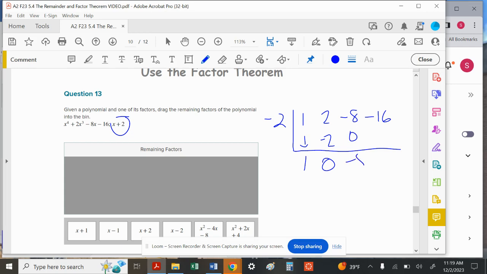That gives me negative 8. Negative 2 times negative 8 is 16. We add those up. So now you can see that we have no remainder. If we have no remainder, that means x plus 2 is a factor. So x plus 2 is a factor. It's not a remaining factor, but it is one of the factors. Okay, so I'm going to circle it because I know that obviously it worked.